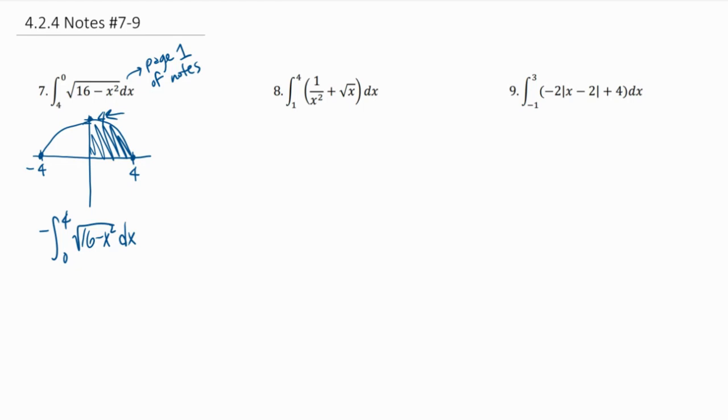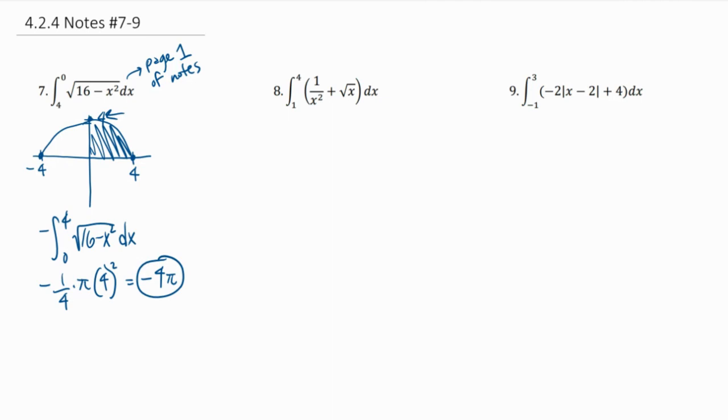And then the area under the square root of 16 minus x squared from 0 to 4 is a quarter of a circle. So that's going to be negative 1/4 times pi r squared, which is negative 4 pi. And remember, when you are solving definite integrals, you do not have to put units squared.